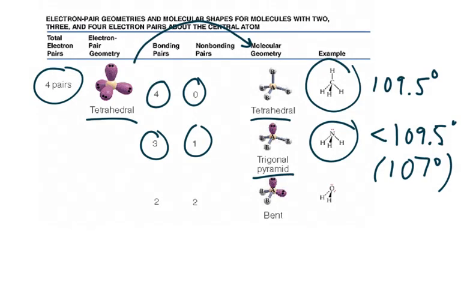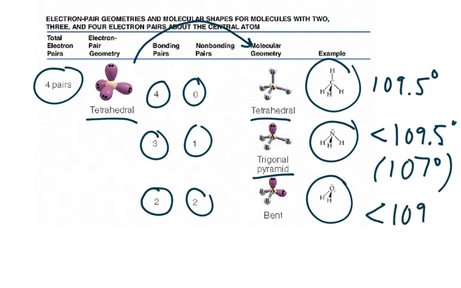So if you look here, if two domains are bonding, and water is a perfect example of this, you have two bonding domains. Each hydrogen is a bonding domain, and you have two lone pairs. So again, it has four domains, so it's still tetrahedral as far as electron geometry, but the molecular geometry is called bent. And again, the angle is going to be less than 109.5. In fact, the measured angle of water is about 105 degrees, which is less than 109.5.